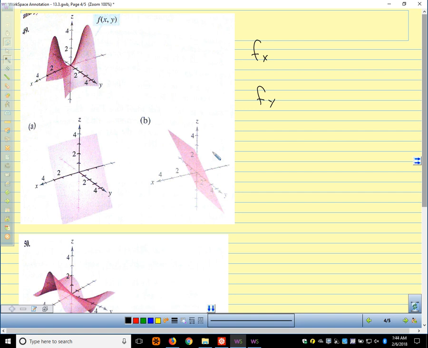Well, let's look at the next one. Let's figure this one out. B has to be the partial with respect to x, and the other the partial with respect to y. If you move in the y direction, when y is negative, it's always positive, and when y is positive, it's always negative. And that would be A. If you cross 0, should the plane go the other way after that?